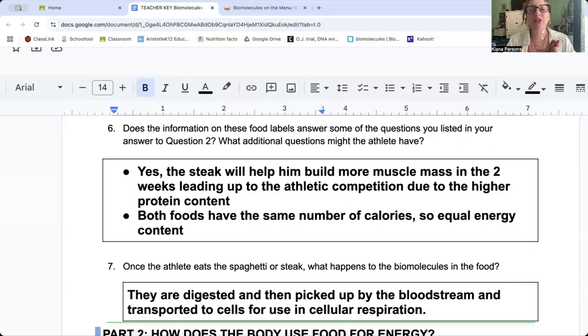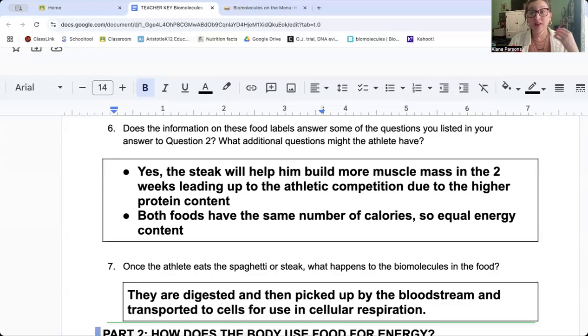All right. Does the information on these food labels answer some of the questions you listed in your answer to question number two? So for this one, you're just looking at the questions that you wrote, which most of them should have been about which food is going to help me get more energy, which food is going to help me build more muscle. And those questions were answered by the nutritional labels, right?